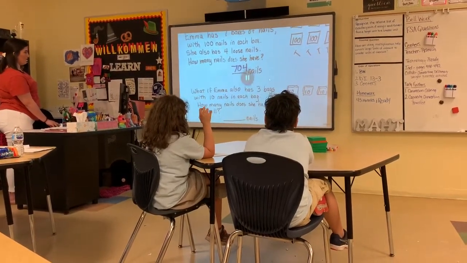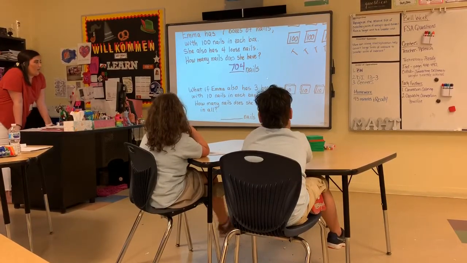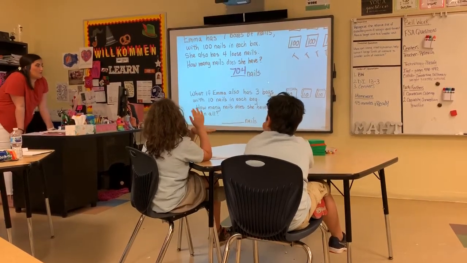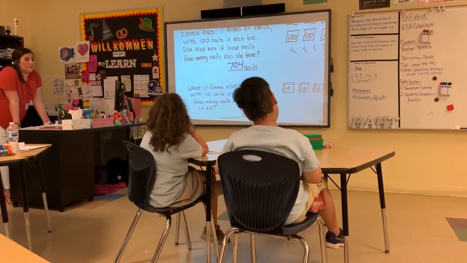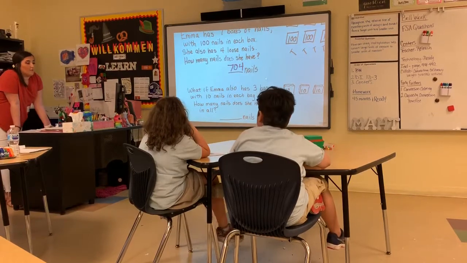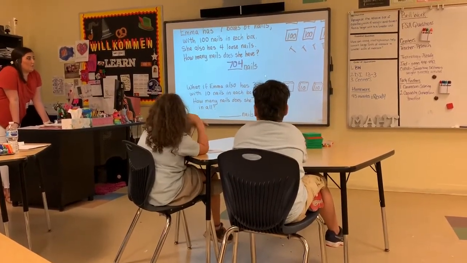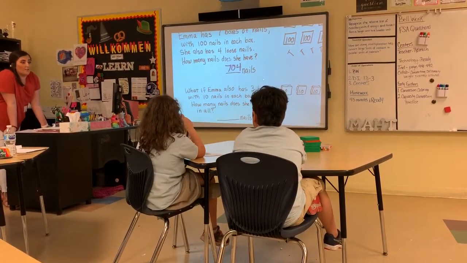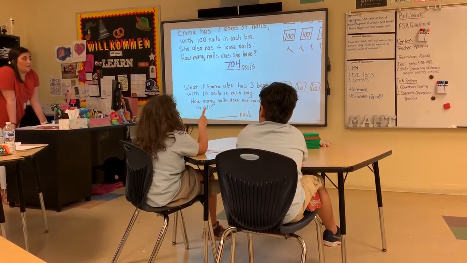Now what if Emma also... For this question, we're going to do it together before she does it, okay? It says, what if Emma also has 3 bags with 10 nails in each bag? How many nails does she have in all? So you have 3 bags of nails, and they each have 10. And you have 704. So how many groups of 10 do you have? Yes, Anthony? 30. Yes. So if you were to add 704 plus 30, what would you get? If the 30 was the 3 tens, it'd be 734.